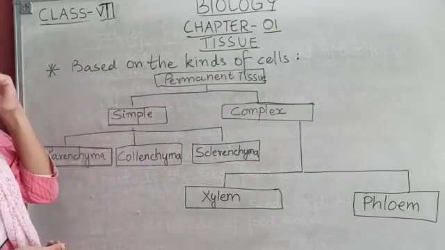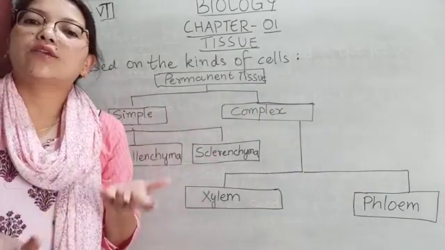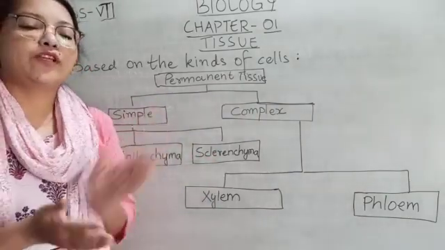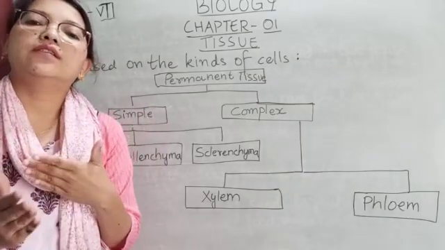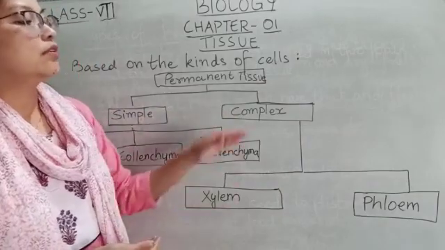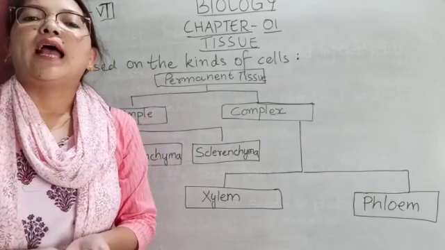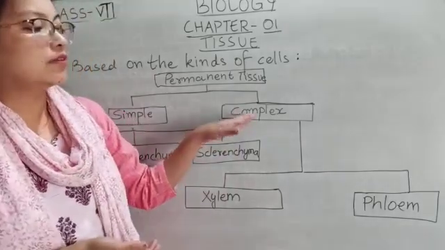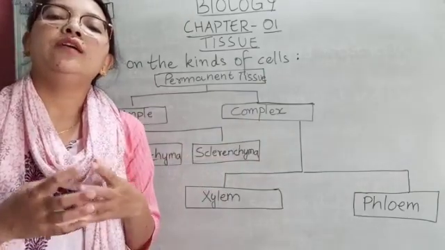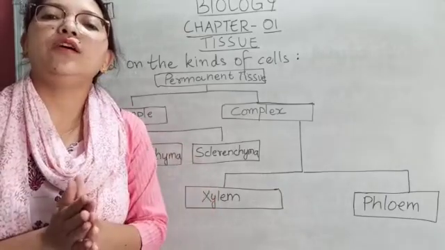Now simple permanent tissue are the types of tissue which are made up of only one kind of cells, and these kinds of tissue are protective and supportive in function. Complex permanent tissue are the types of tissue that are made up of more than one type of cells, and they are actually conducting tissue. They help in transporting food and minerals to other parts of the plants.